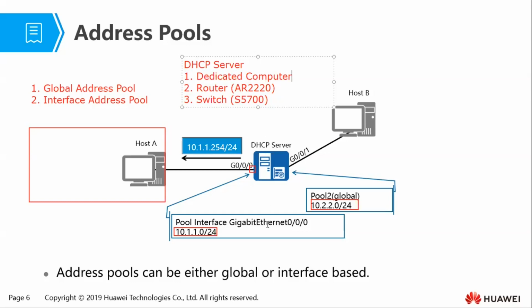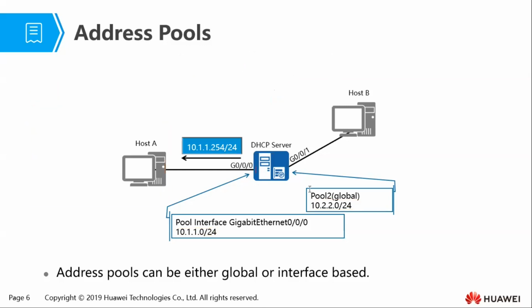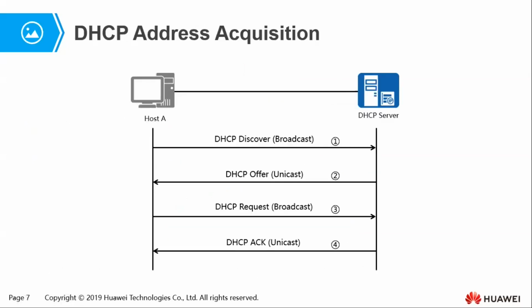Okay, so when you look at the practical at the end of this, we are going to see the particular command that is used to select either the global or the interface address pool. So let's look at the DHCP process. The very first one is what we call the DHCP address acquisition. So host A here wants to request an IP address.